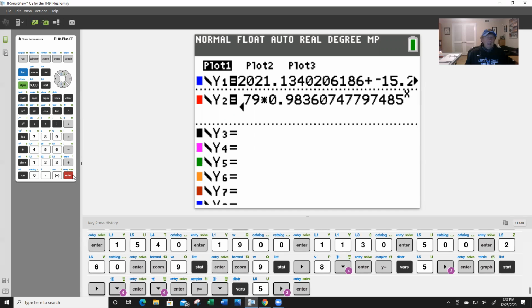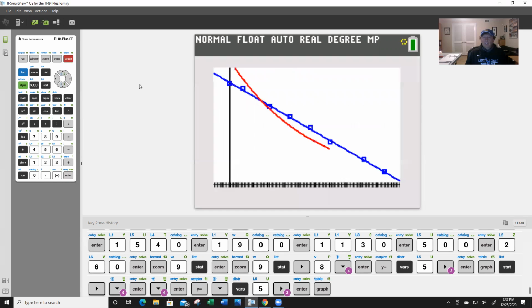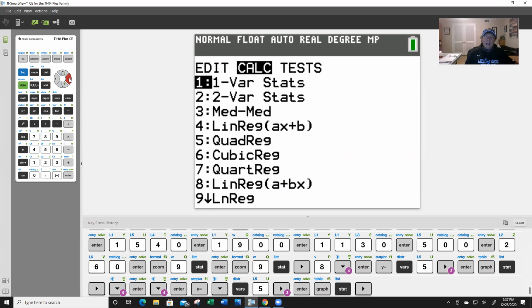Whoops. Yeah, I got it. And hit graph. It doesn't, the line is much better. Even though it's a pretty high R squared, the line is much, much better. Okay. Next one, stat calc.